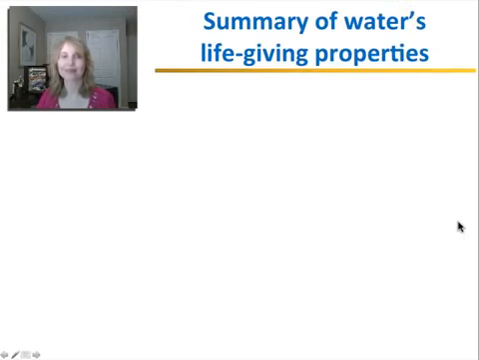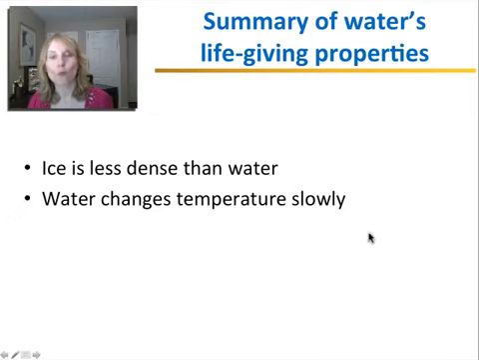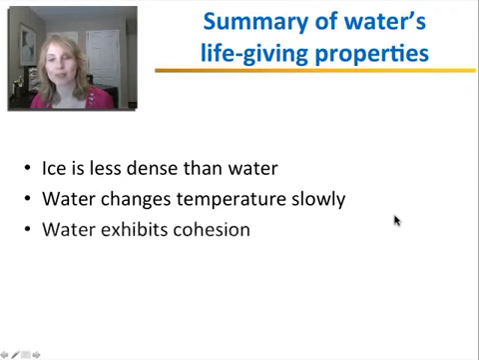So let's summarize all of water's life-giving properties. Ice is less dense than water, which can protect organisms that live in the water during the winter. Water changes temperature slowly, which moderates the internal temperature of organisms.